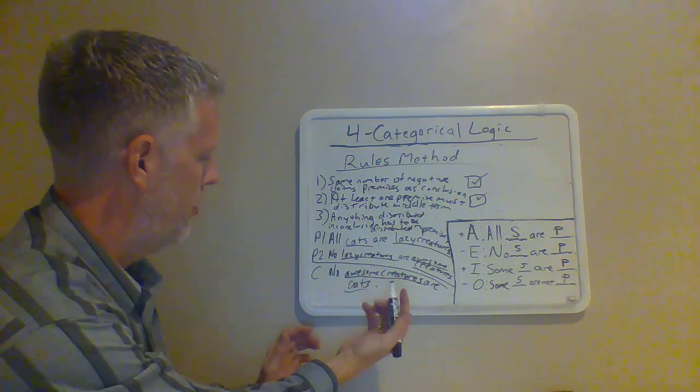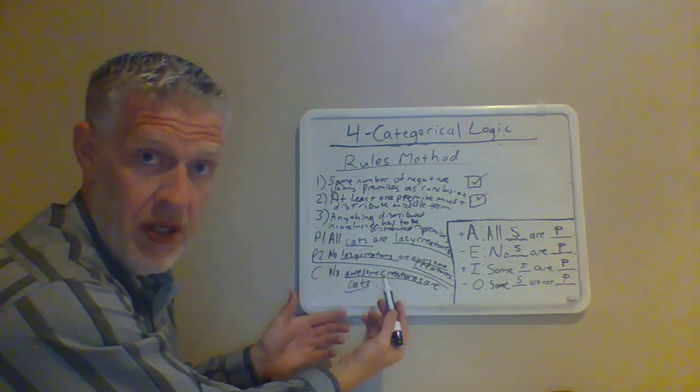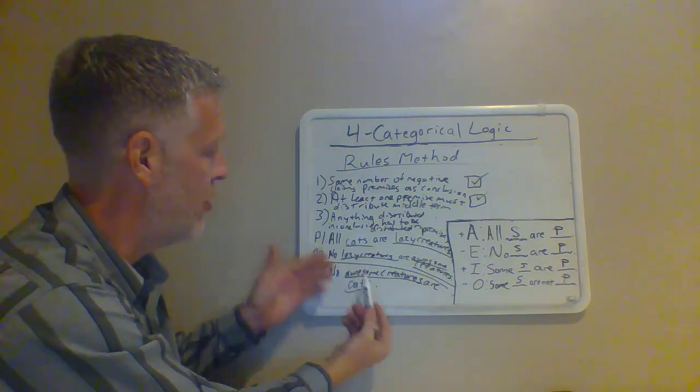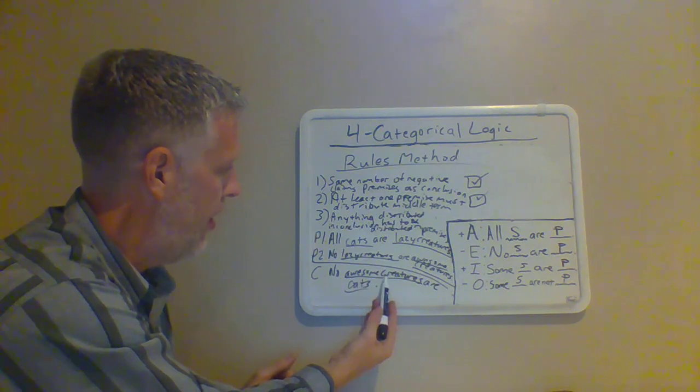So let's go to our conclusion. And in an E claim, they're both distributed. So now we're going to have to go to the premises and make sure that both of these are distributed somewhere in the premises. So let's look at awesome creatures.